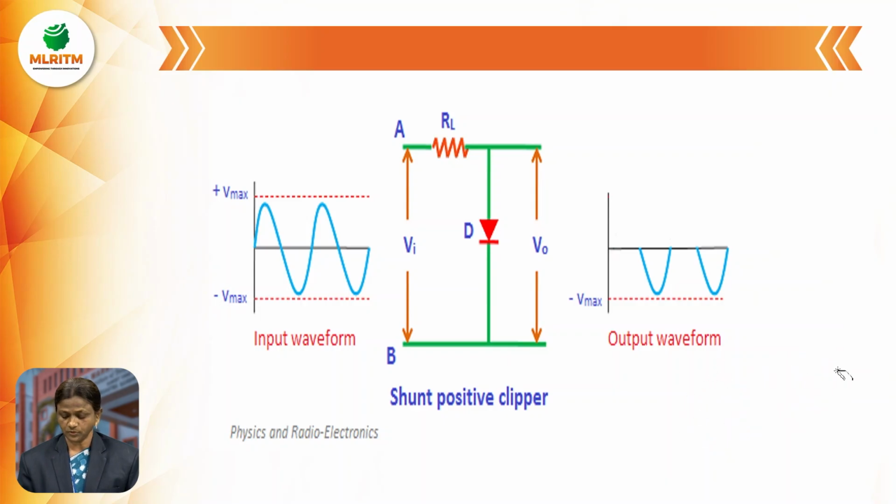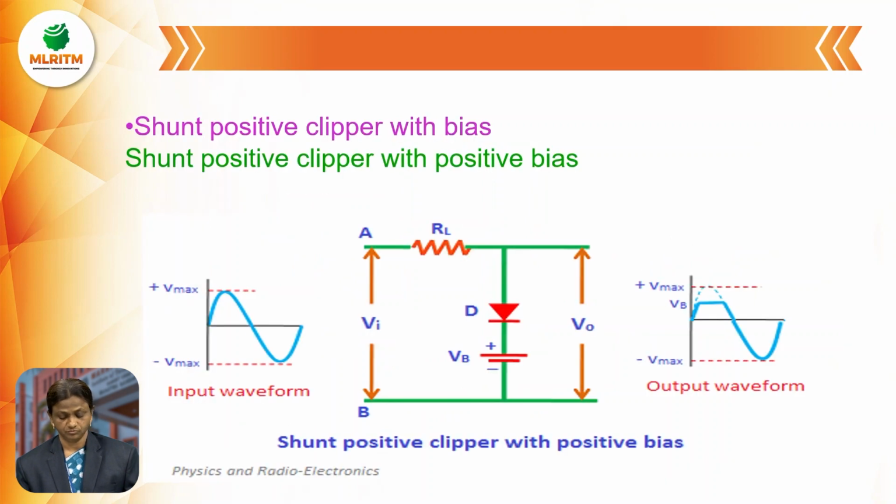Next one, shunt positive clipper with positive bias and shunt positive clipper with negative bias. Shunt positive clipper with positive bias means connect one reference voltage or one biasing voltage in series to the diode D.